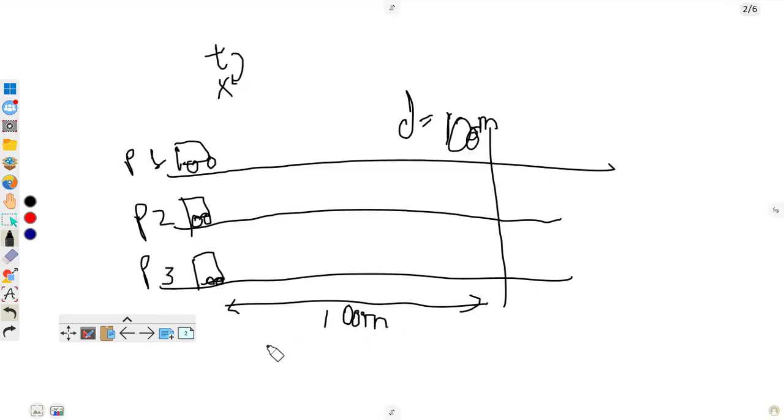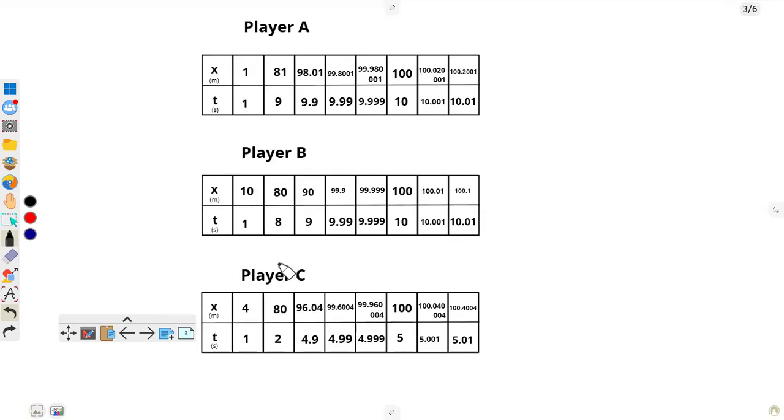Okay, so this is 100 meters. Can anyone tell me how to calculate speed? Anyone? We divide the distance by time. So we have speed equals distance over time.